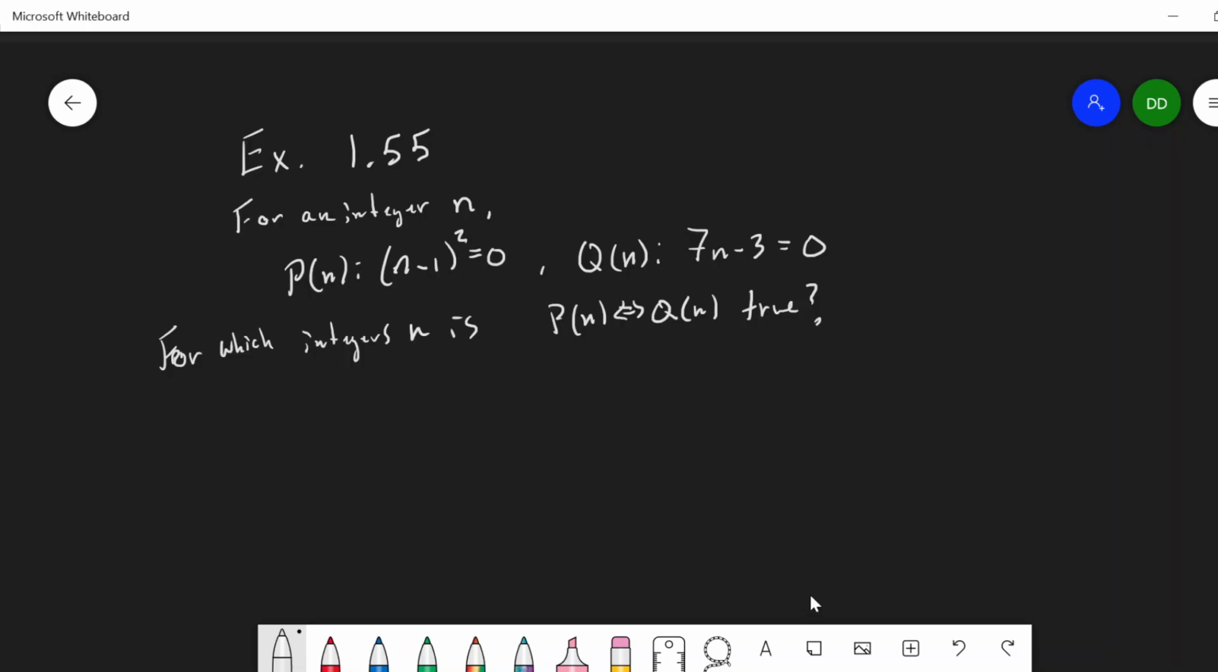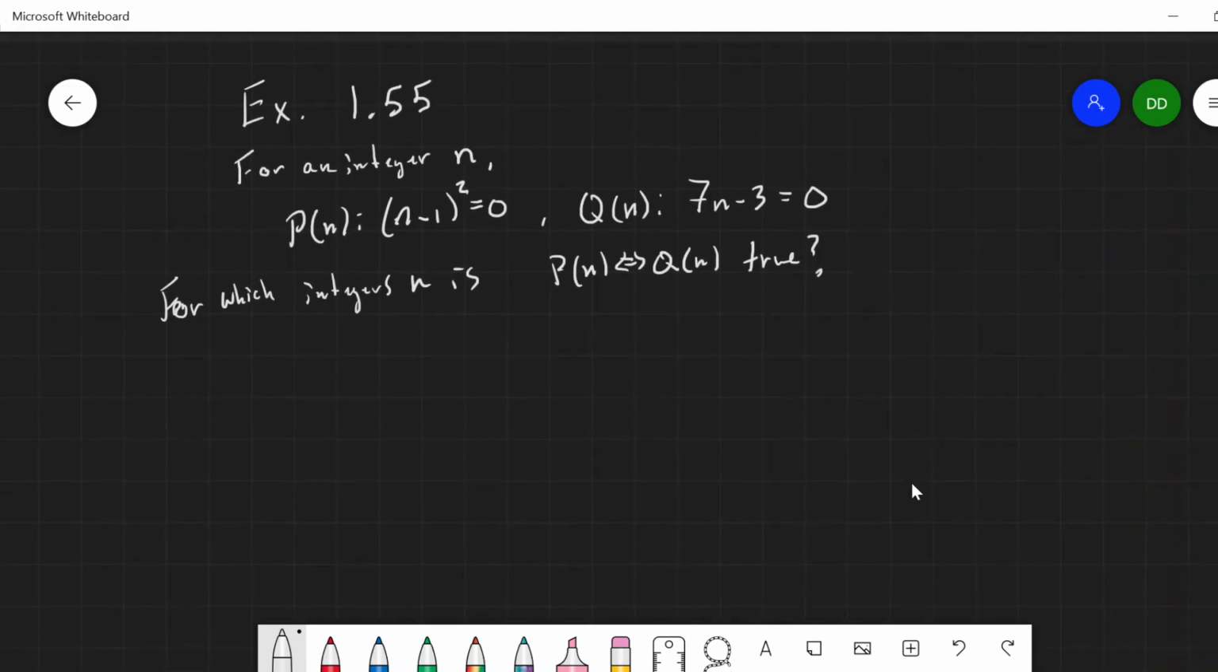In this video, I'm going to work through example 1.55 from our text. That's in section 1.4 concerning biconditionals. So if you haven't yet, read through section 1.4. This example will come up. I'd suggest you read through it, but if you get stuck understanding what's going on, come back to this video and take a watch.